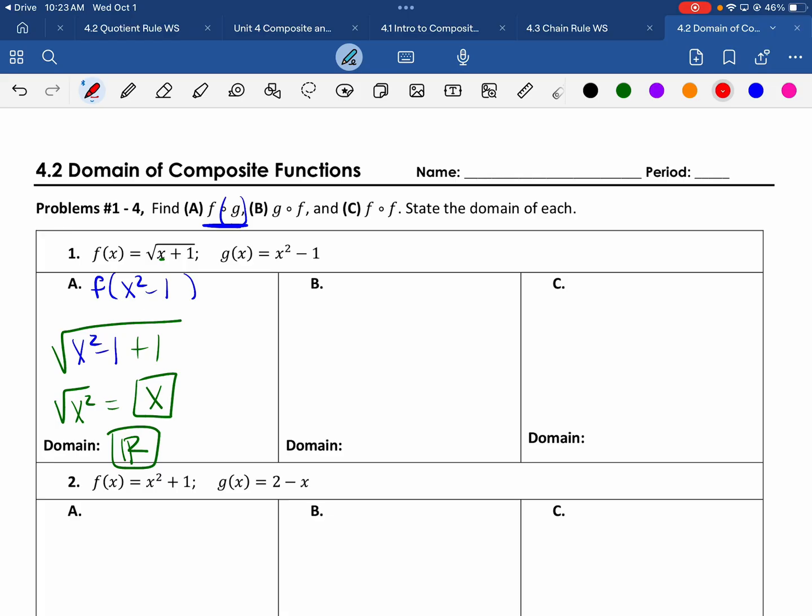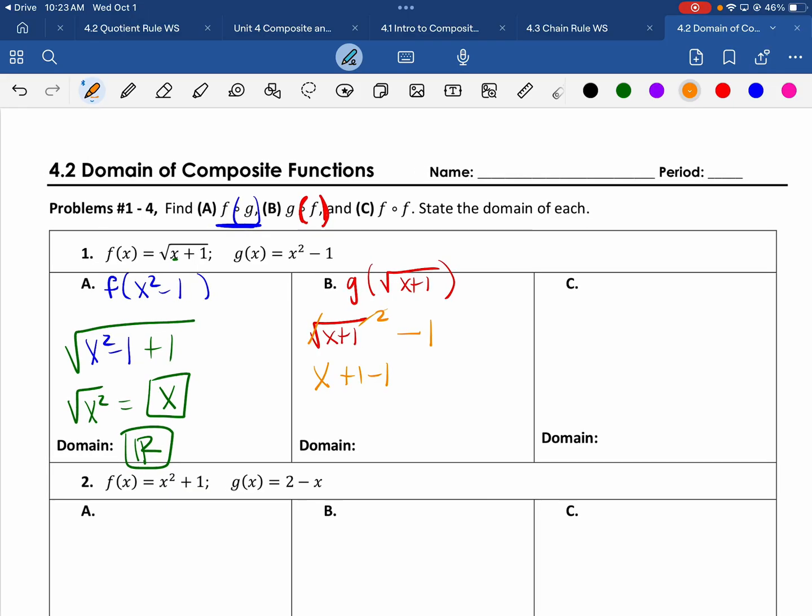All right, so now we're going to check B. So B is g of f. F is the square root of x plus 1. So into the g function, I'm going to put this. So I'm going to put the square root of x plus 1 squared minus 1. What happens with the square root and the square? They cancel. And you get x plus 1 minus 1, which is just x. All right. Any domain restrictions? No. What about the inside? Yes. So the inside is x plus 1 has to be greater than or equal to 0. So x has to be greater than or equal to negative 1.